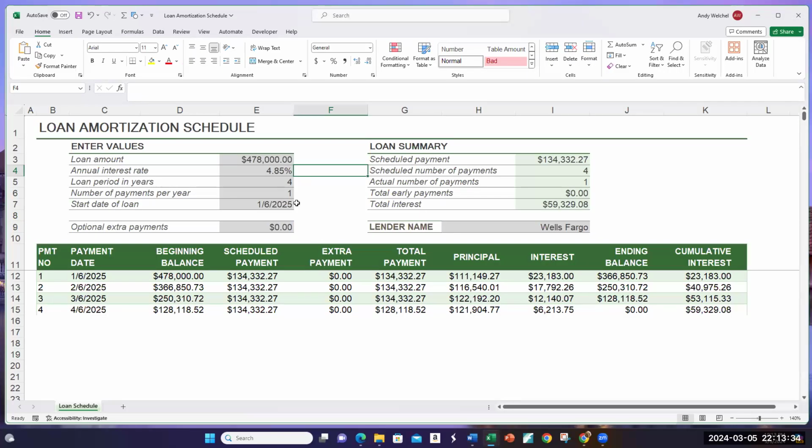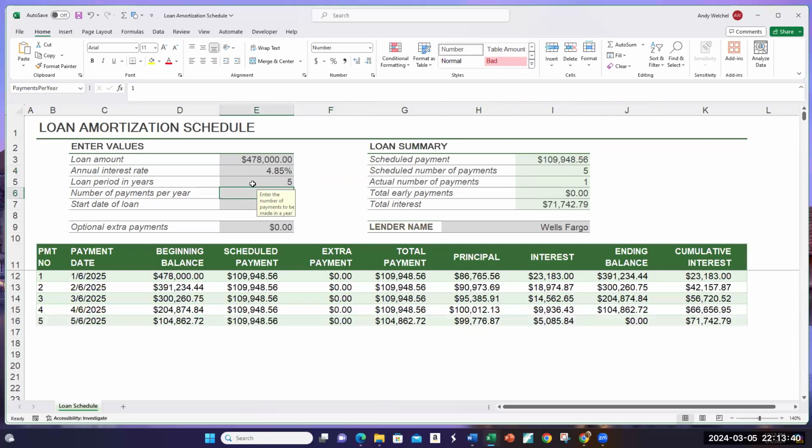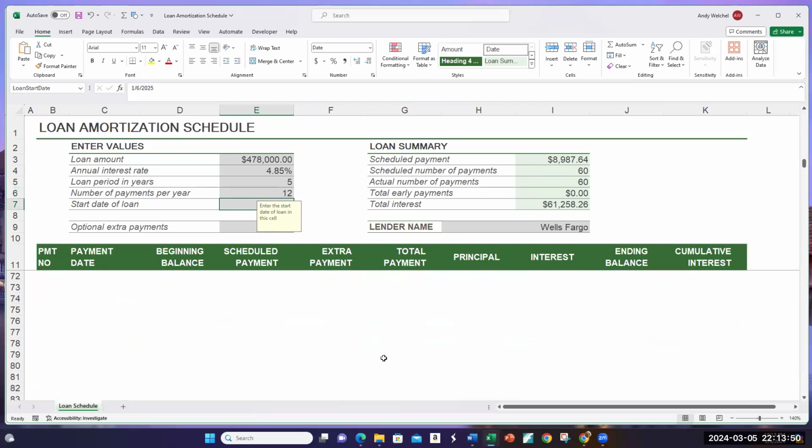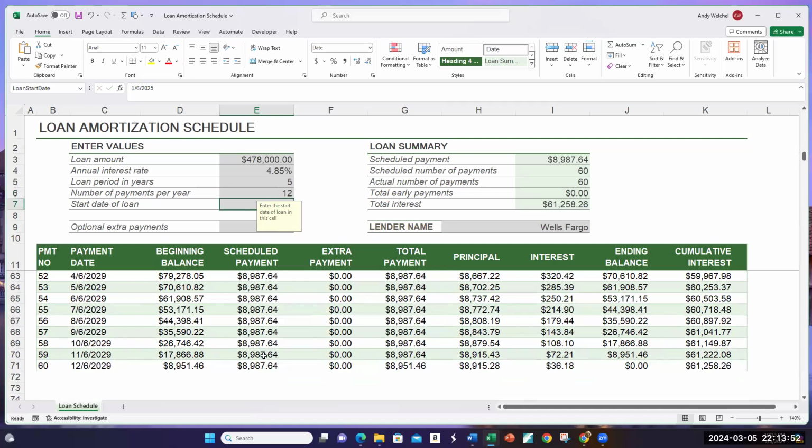So what's neat about this is it's set up for 4 years, and we're borrowing money for 5 years. See how it added the 5th row automatically for you? It's set up for 1 payment a year, but we're making actually 12 payments a year. So boom, what happened now? It went all the way down to 60 months.